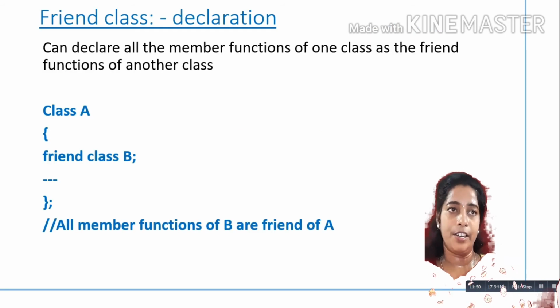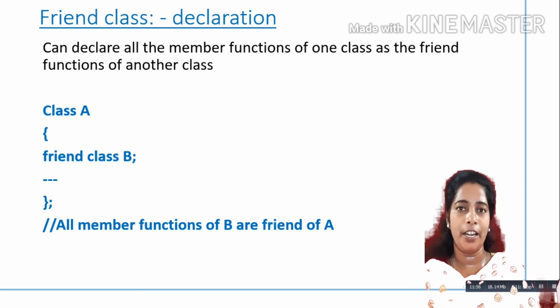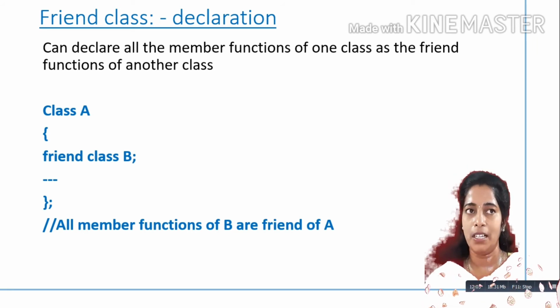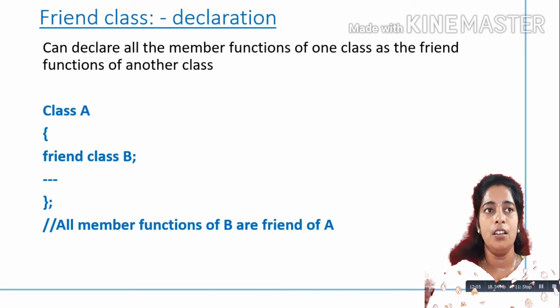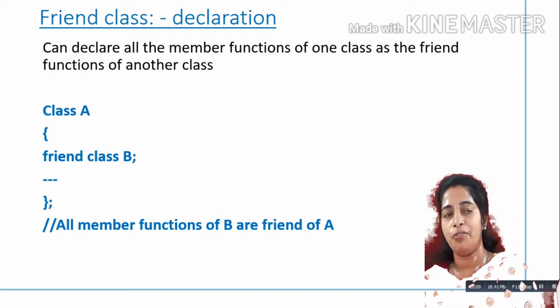So what is the declaration? Then we will see the second case between two classes. Instead of making one function a friend, we can make all the functions of another class friends. That's also possible, and it is called friend classes. We can declare all the member functions of one class as the friend functions of another class.